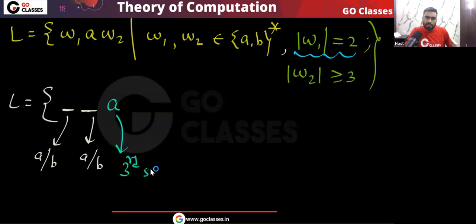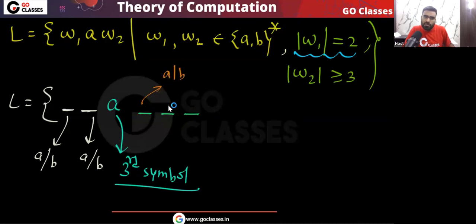Do you agree? The third symbol must be A. This must be the third symbol. And after that, W2 means a string of length at least 3, so after that you must have at least 3 symbols, because W2 has length at least 3. So remember, after this third symbol, you must have at least 3 symbols. They can be A or B, remember.